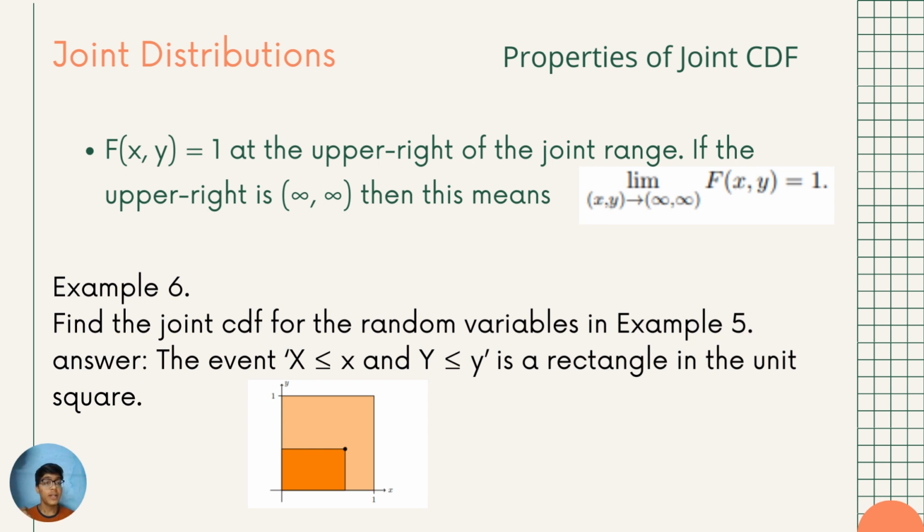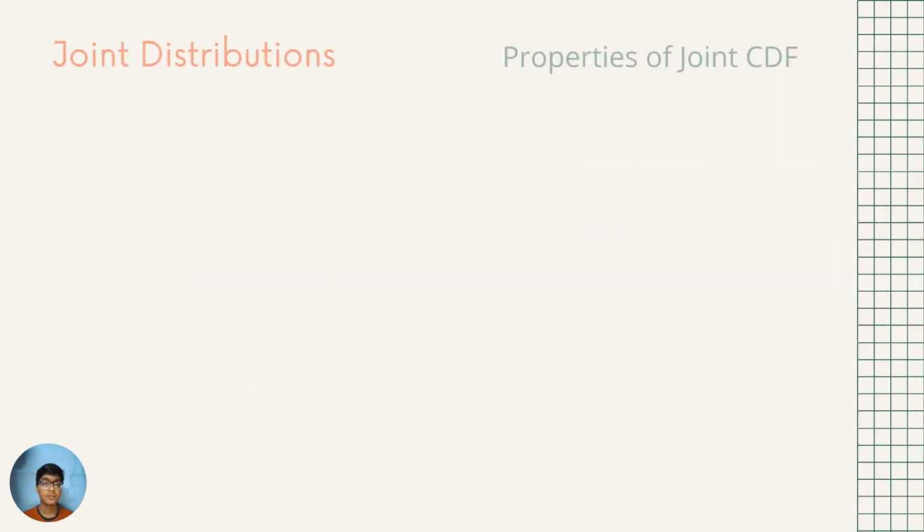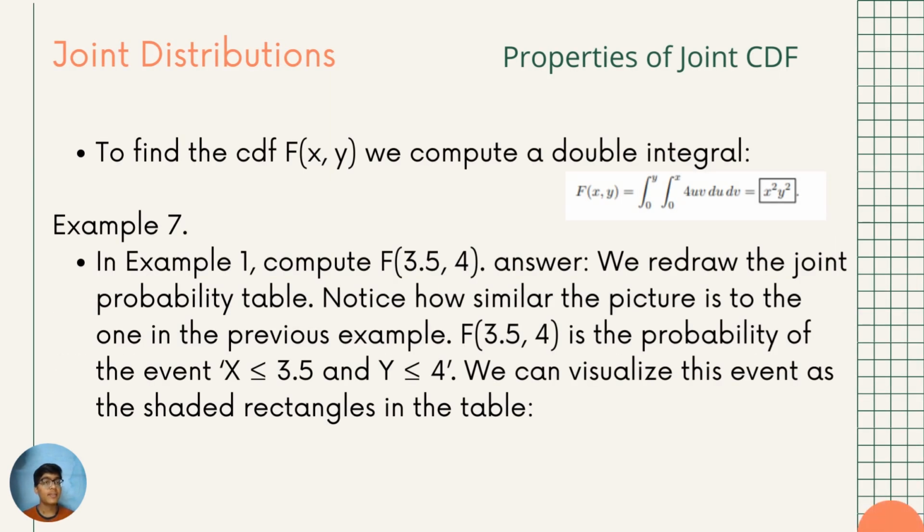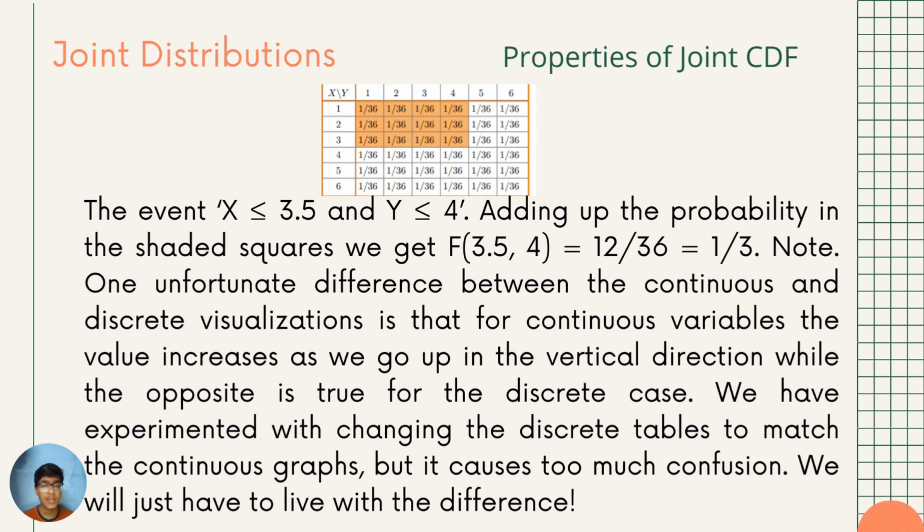Example 6. Find a joint CDF for the random variables in example 5. Answer. The event X less than or equal to x and Y less than or equal to y is a rectangle in the unit square. To find the CDF F(x, y), we compute a double integral from 0 to y and 0 to x of u v du dv, which is equal to x squared y squared. And example 7 is pretty much the same thing, but let's see that.